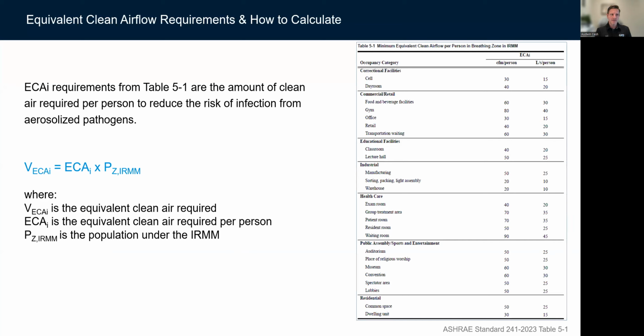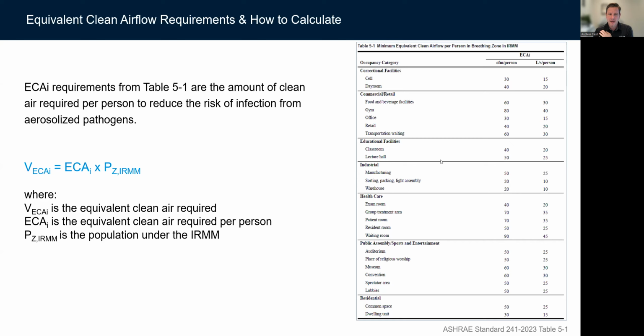Table 5.1 defines how much clean air is required according to the standard to minimize the risk of infectious aerosolized spread. You take the number from the table times the number of people in the space, and that delivers the volume of clean air you need. So the volume of equivalent clean air you need equals the amount of clean air defined per person times the number of people. Pretty straightforward.